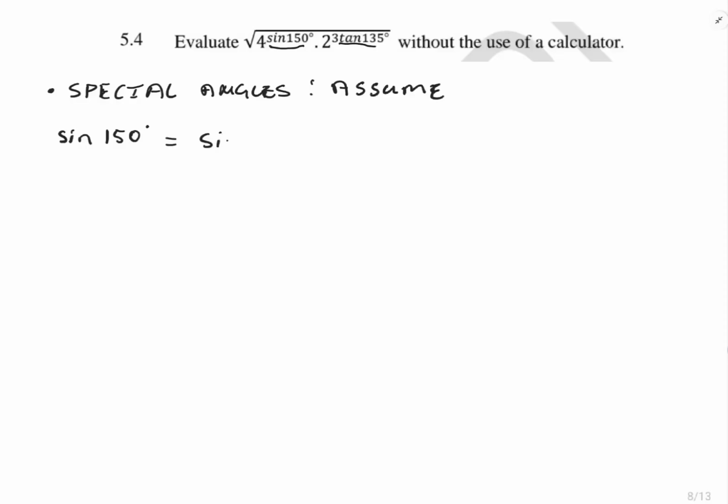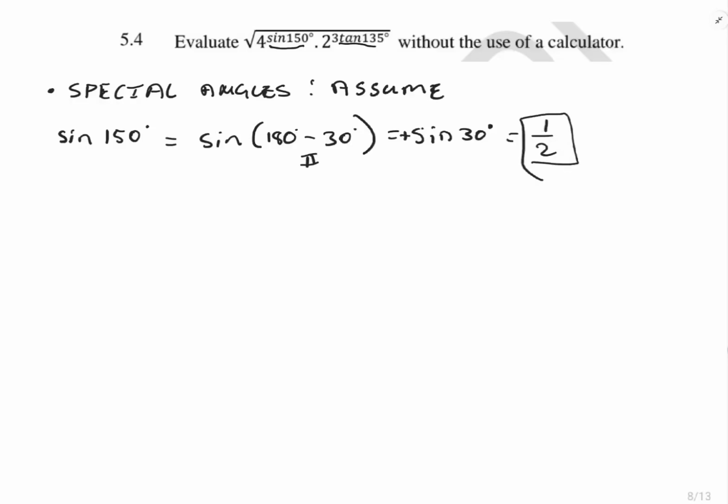So we know 150, we can write it in terms of a reduction formula. If you really don't want to use a calculator, you can say 180 minus 30 degrees. You know that 180 minus 30 degrees is the second quadrant. Then you just know that the sign is positive there, and it's sine 30 degrees. If you remember exactly, sine 30 degrees is a half, right? So since we've solved for sine 150, let's go to tan 135 degrees.